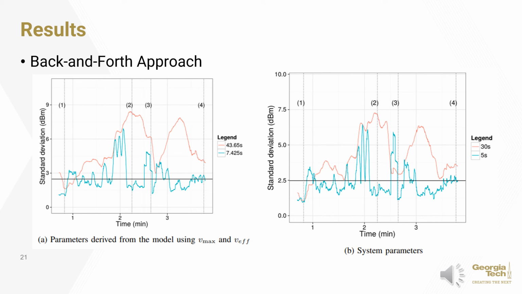Moving on to the back and forth approach. As you can see by the 2 graphs below, they use a very similar methodology as with the zigzag approach, with the figure on the left using parameters derived from Vmax and Veffective, and the figure on the right using system parameters, in this case 30 seconds and 5 seconds.